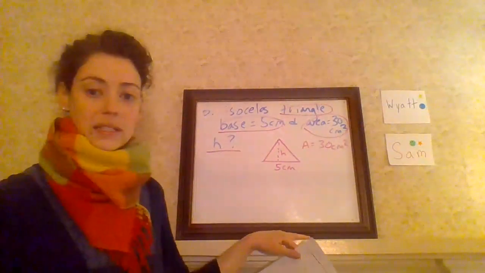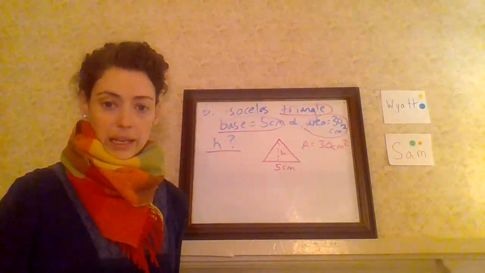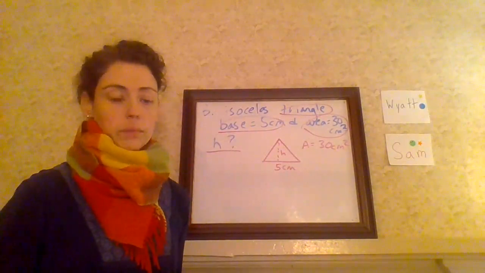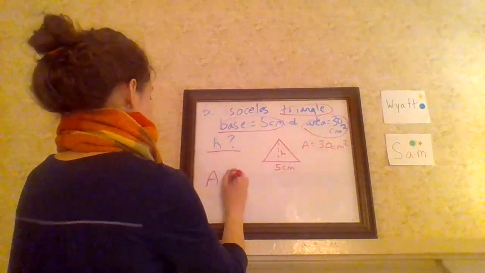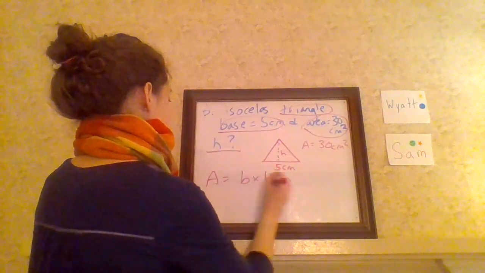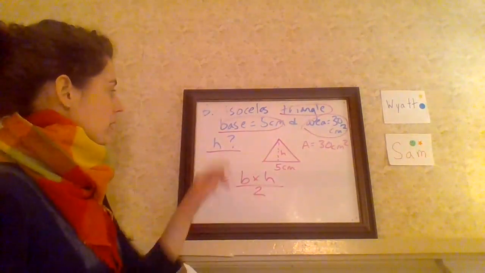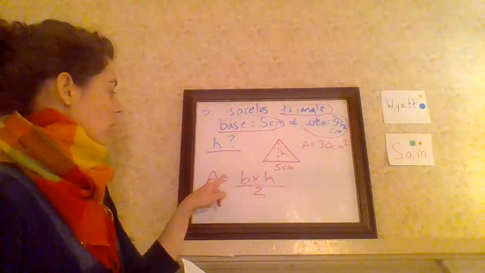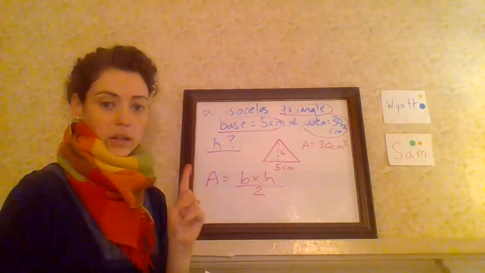Now the fourth step: can we think of a formula that we know that will help us solve the problem? Yes, we know the area of a triangle is base times height divided by 2. Now we can take these numbers that we know, plug them into our formula, and we will have one letter left that we don't know.